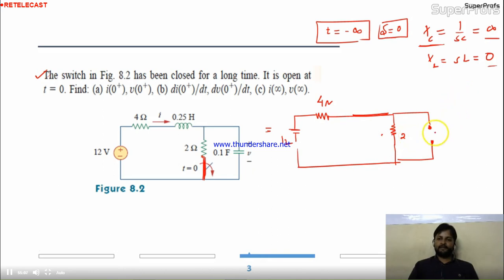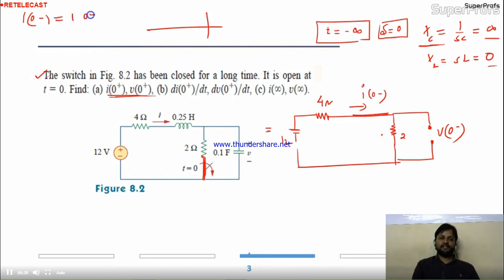Okay. This is about v0 minus, I can say. Here is the current, i0 minus, I can say. Minus means before switching. This condition is before switching. Switching, you can open the switch or you can close the switch. So in the first part, we'll find out this, because if you can find i0 minus and v0 minus, you know that for the inductor i0 minus is nothing but i0 plus. You know for the capacitor v0 minus is nothing but v0 plus.